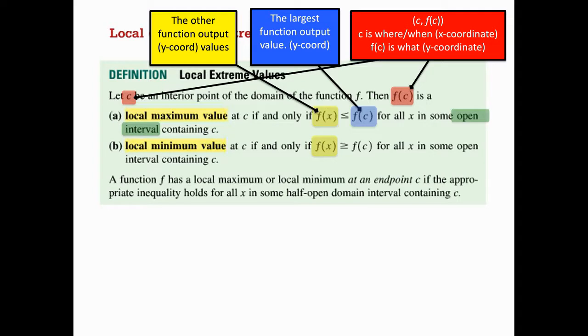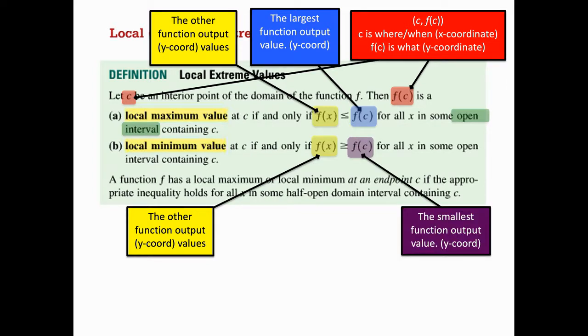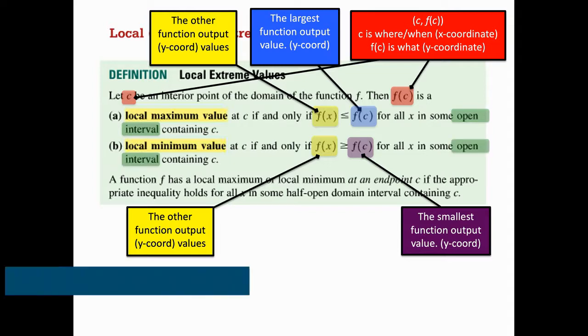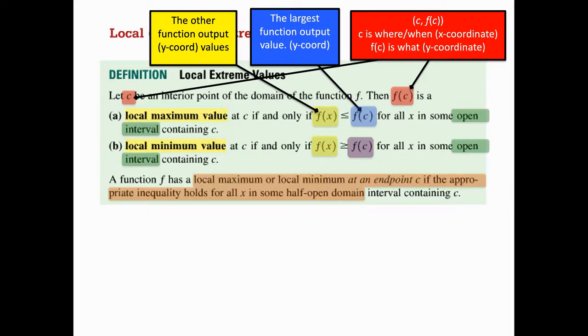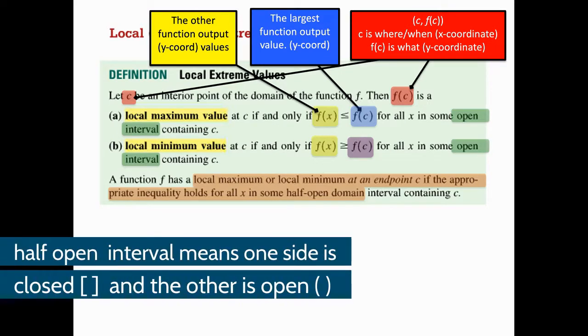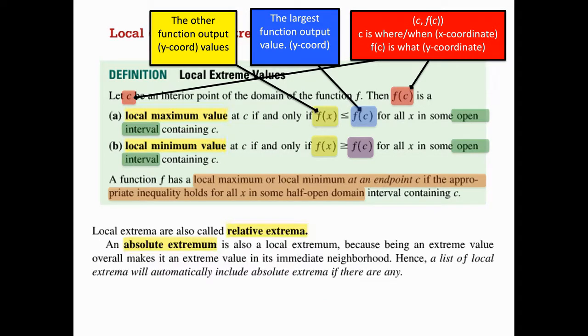And the reverse is true. If all the other outputs are greater than your particular output, then that output, f of C, has got to be the lowest point. But again, it's on the open interval, okay? Some things to also consider is that you can have local extrema at endpoints, but that would be if the domain is half open. In other words, on the interval, one side has a bracket and the other side has a parenthesis, okay? So again, some vocabulary.